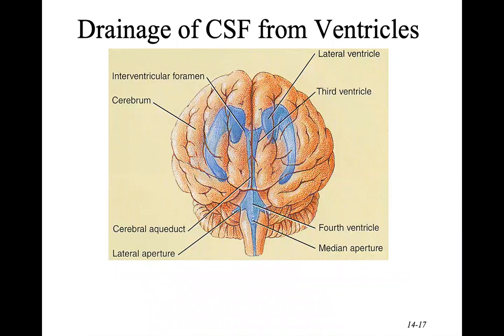This is just another view, but now we're looking at the brain from a different perspective. It's kind of looking at it from underneath. So you can see in each hemisphere, there's one ventricle, lateral ventricle 1 and 2. We can see the third ventricle and the fourth, and in the center, the median aperture, and then the lateral aperture. This is the cerebral aqueduct of Sylvius. And then right up here is the foramen of Monroe.